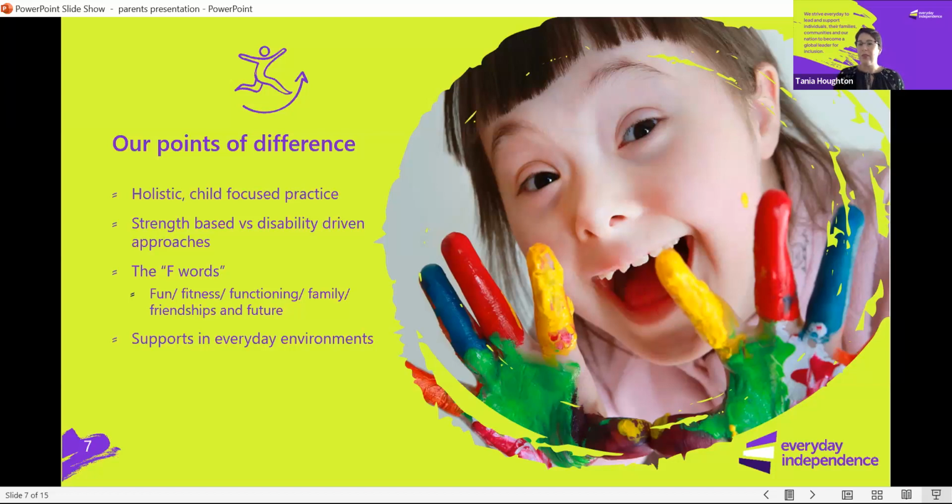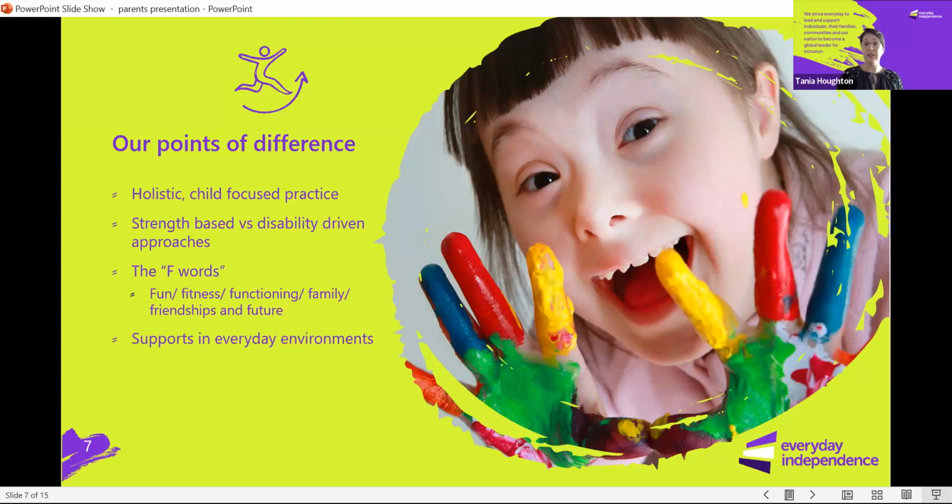There's a concept called the F words. When working with children, we have that really holistic approach, and we focus on things that matter to children. So we look at, is the child having fun? Because we know that children learn better when they have fun and opportunities for enjoyment and joy in their life.